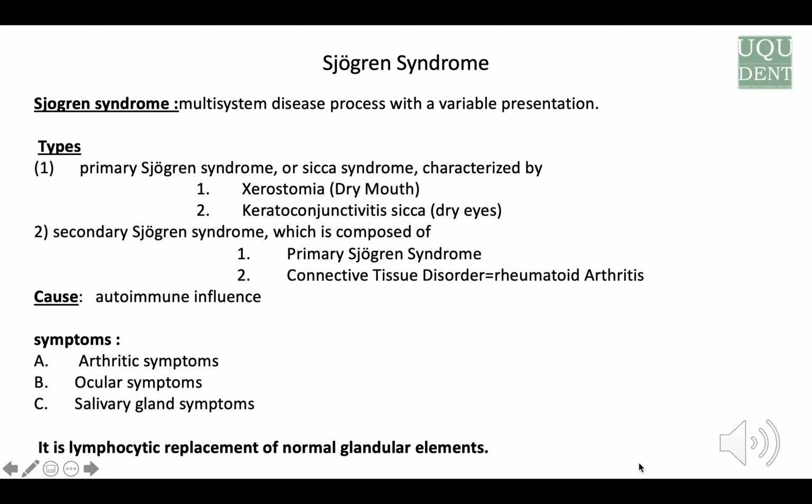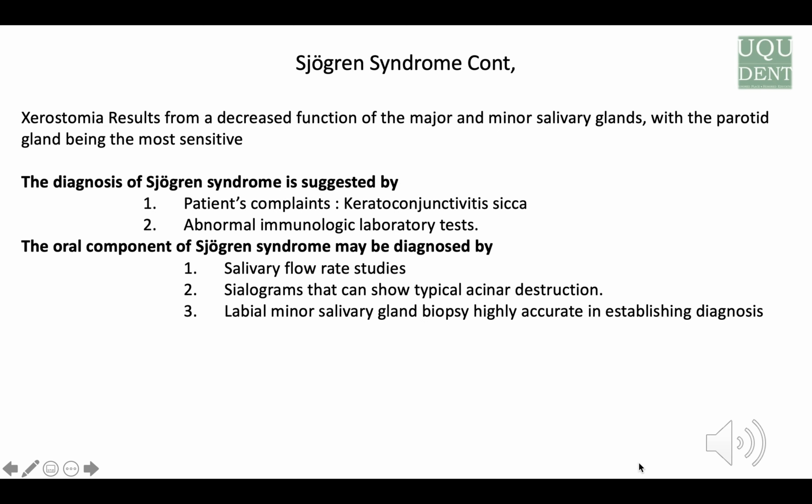Symptoms could include arthritic symptoms, ocular symptoms, and salivary gland symptoms. The problem that happens in Sjogren syndrome, which causes the xerostomia, is that there will be a lymphocytic replacement of the normal glandular elements. This xerostomia results from a decreased function of the major and minor salivary glands, so it affects both, with the parotid gland being the most sensitive to Sjogren syndrome.